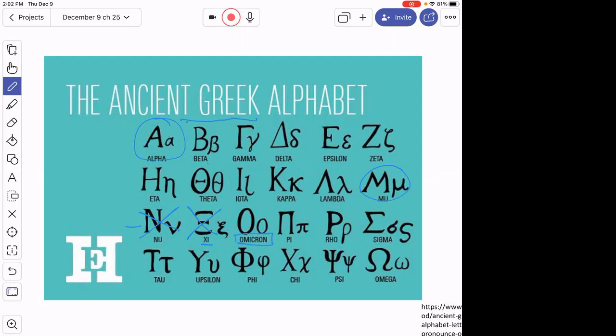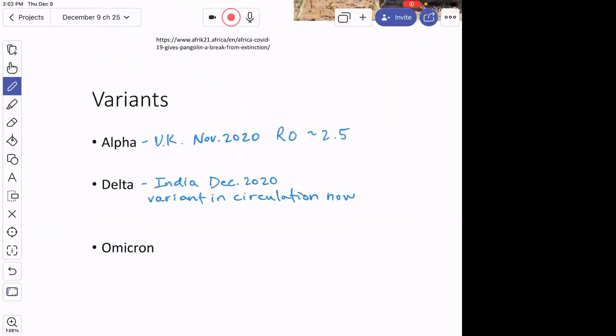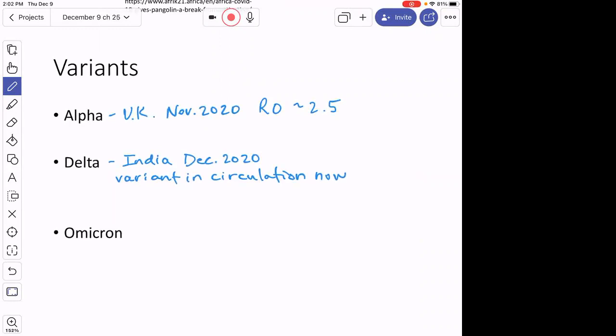A lot of controversy on how to pronounce that. So there are many correct ways, apparently, to pronounce that. I'll call it Omicron. So that's kind of the big controversy there.